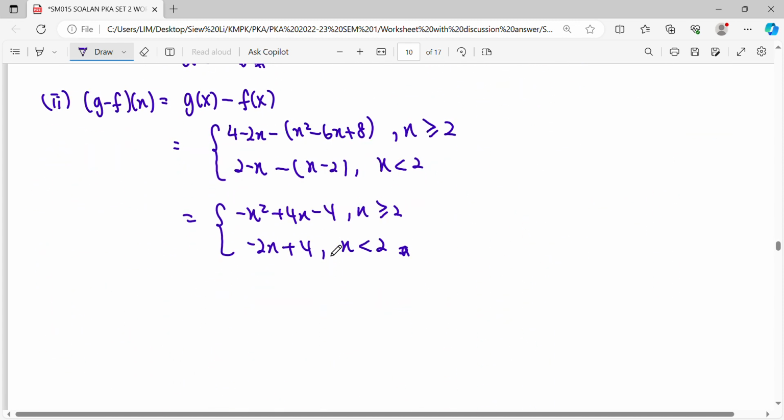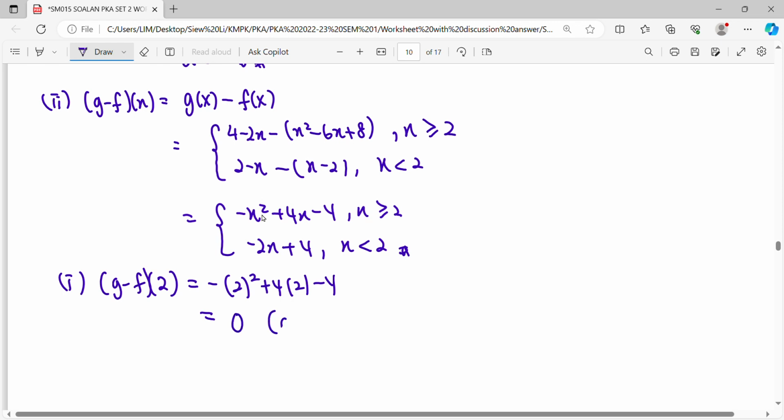By the continuity condition, we need to show that g minus f at the point of 2 is defined. So when x equals 2, on this quadratic function, we need to calculate it out. We get 0, which means this point is defined. We can see the coordinate means the point is defined.